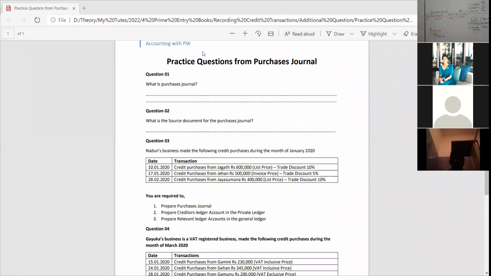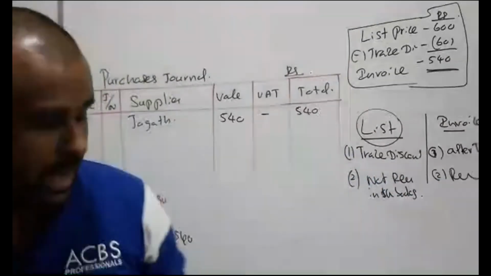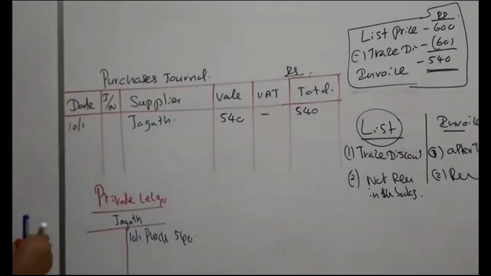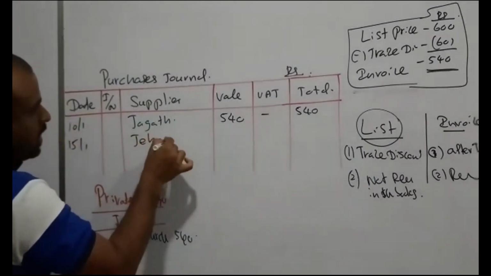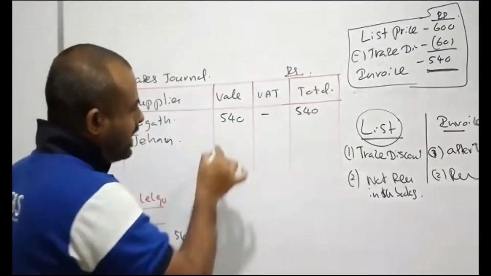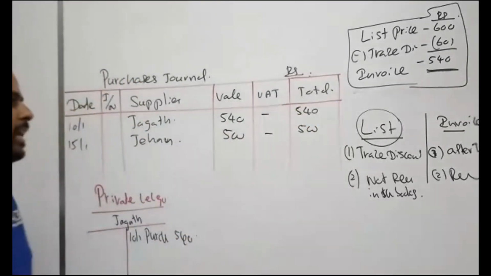The next one, credit purchase from Jehan, 500,000. There the invoice price is given directly. So you don't need to deduct the trade discount. Since it is given, there is nothing more to record for it.